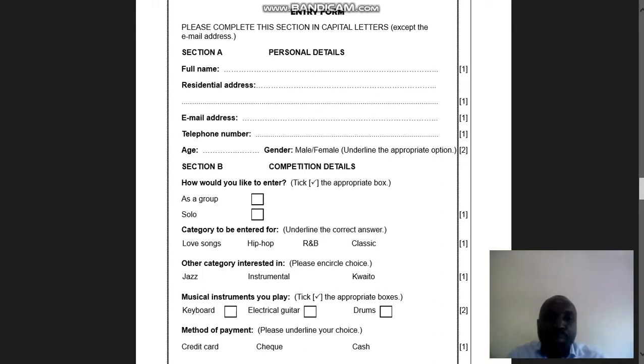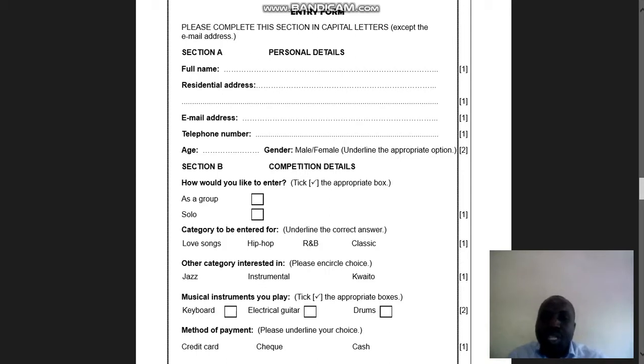Category to be entered for, underline the correct answer, whether it's love songs, hip hop, R&B, or classic. And again, you need to underline. Other category interested in, please encircle your choice, whether it's jazz, instrumental, or kwaito, the same applies. Musical instruments you play, keyboard, electrical guitar, or drums.